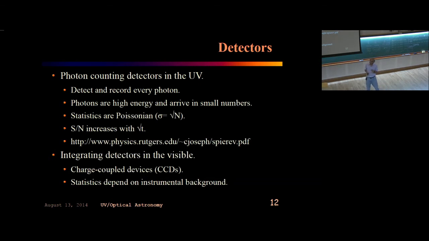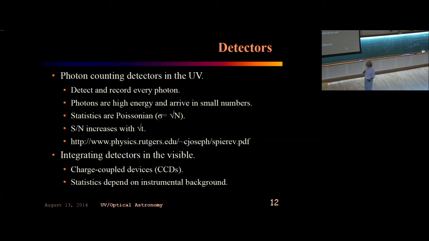So we have what are called photon counting detectors. We try to detect every single photon. In the optical, usually, and even more so in the IR and the radio, you don't actually detect each photon, rather you detect the total amount of energy that hits your detector. But we don't do that. We detect every photon. Now, because we detect every photon, and because there are not many photons, the statistics are Poissonian, the square root of n.